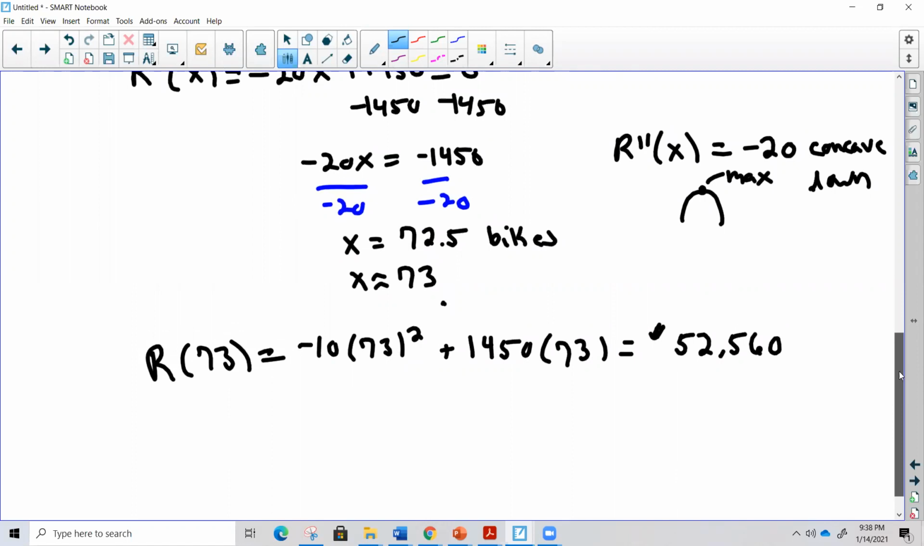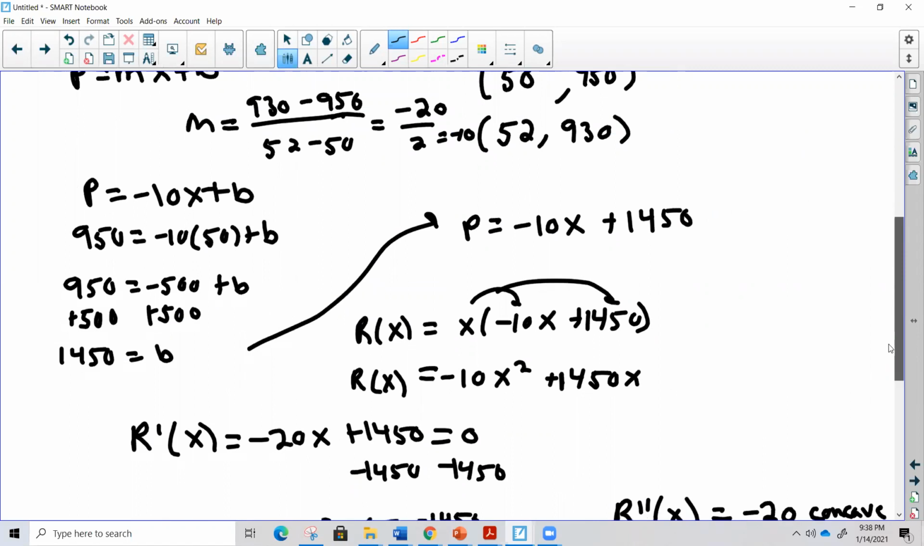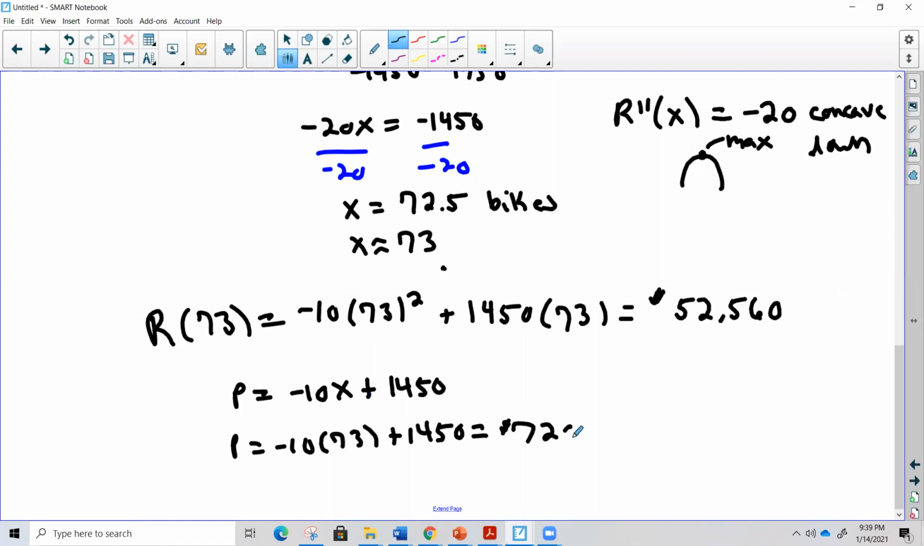I also want the price per bike. So I'm going to use my P of X formula, my P formula, and plug in the 73 again. So P was negative 10X plus the 1450. And I would plug in 73. I'm going to use the 73 because that's the number of bikes we're saying we're selling instead of the 72.5. And that gives me 720. So the price of the bikes that they're selling now is $720.